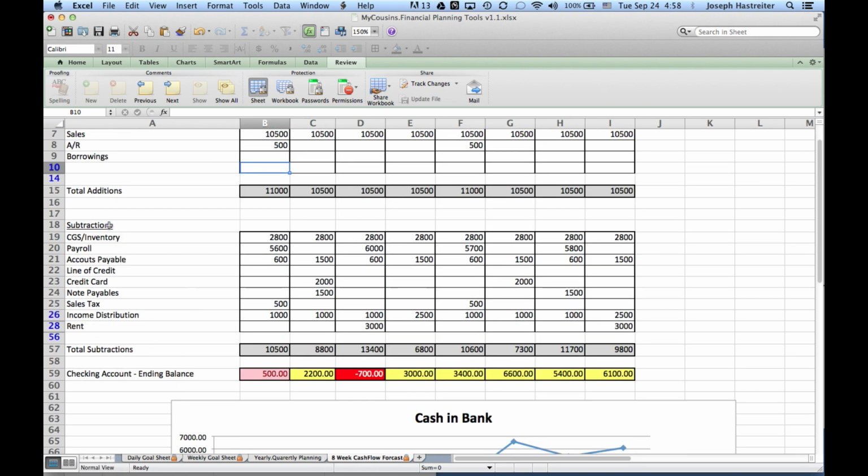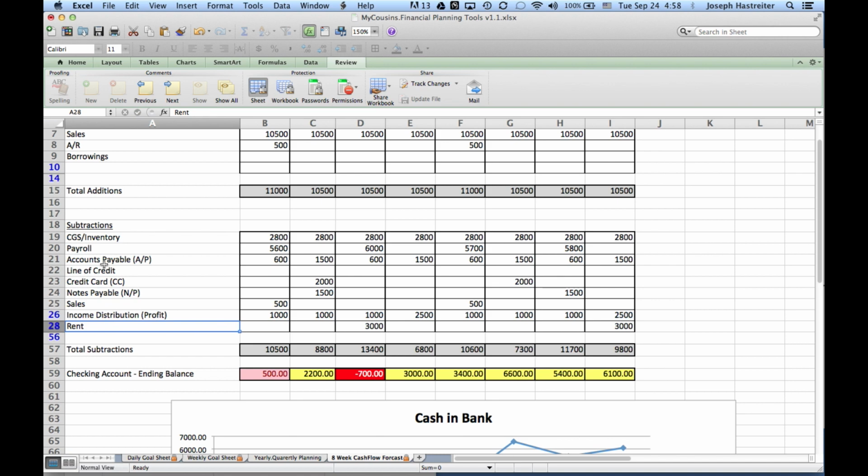So if we go down here, we have total subtractions, and this is where we'd enter what our outgoing cash flows are going to be. We might have cost of goods sold and inventory, payroll, accounts payable, or you could do that short for AP. Again, line of credit if you had one, credit card, an abbreviation for that might be CC. You might have notes payable, or maybe just the abbreviation NP. You have sales tax that's going to be due, and your income distribution, which would also be called your profit.